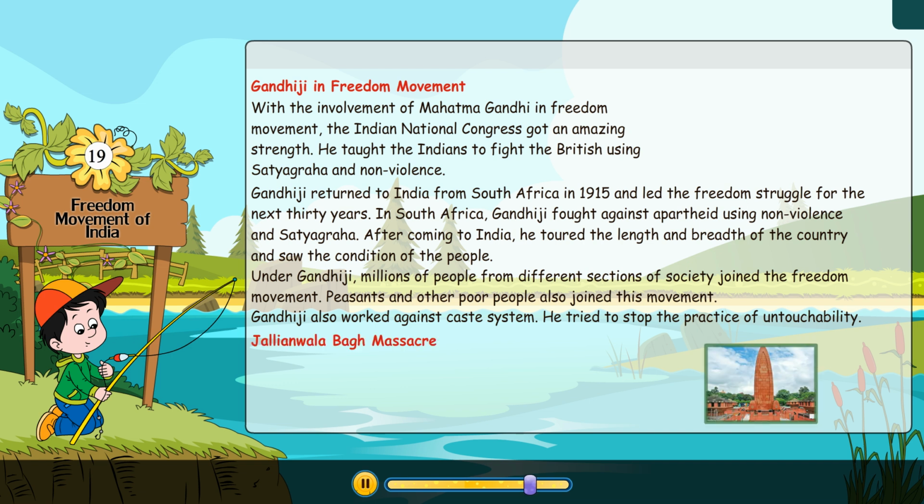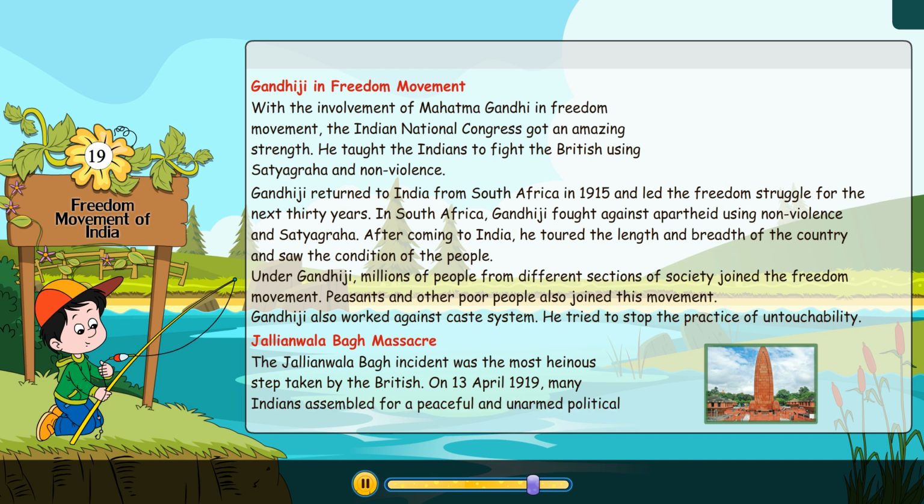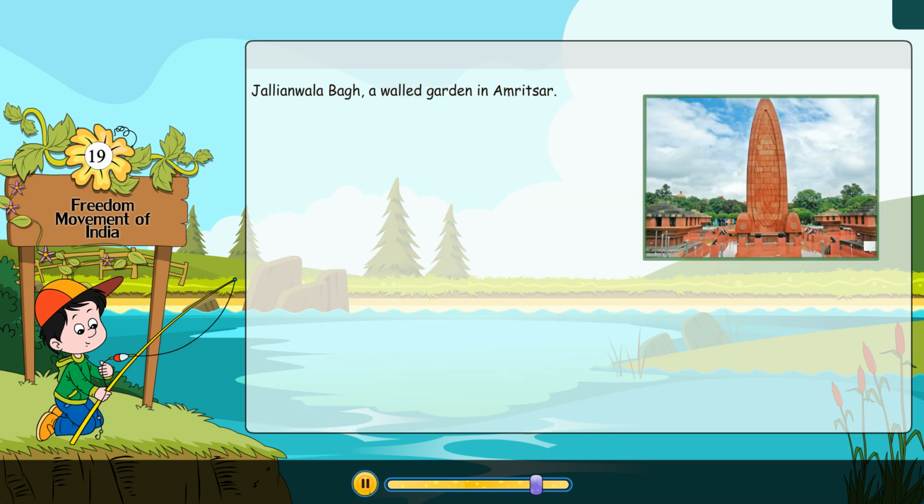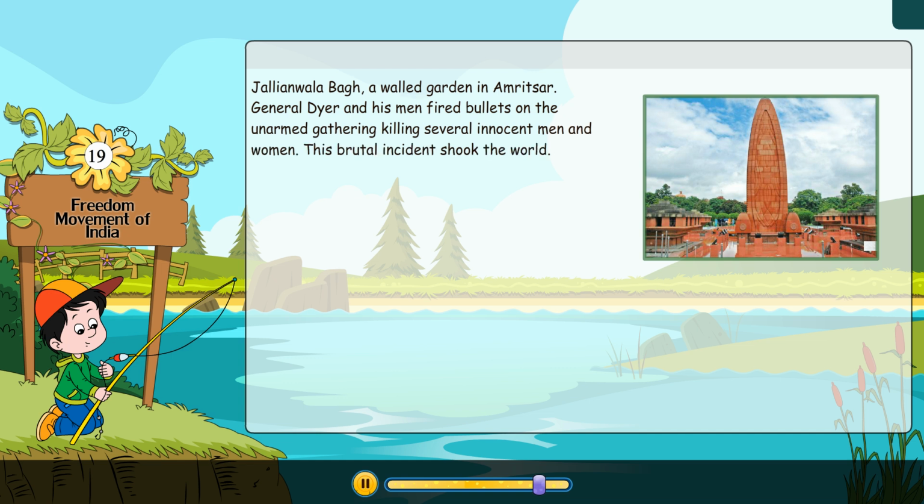Jallianwala Bagh Massacre. The Jallianwala Bagh incident was the most heinous step taken by the British. On the 13th of April 1919, many Indians assembled for a peaceful and unarmed political meeting to protest against the Rowlatt Act. At Jallianwala Bagh, a walled garden in Amritsar, General Dyer and his men fired bullets on the unarmed gathering, killing several innocent men and women. This brutal incident shook the world.